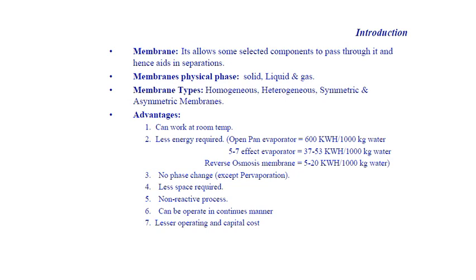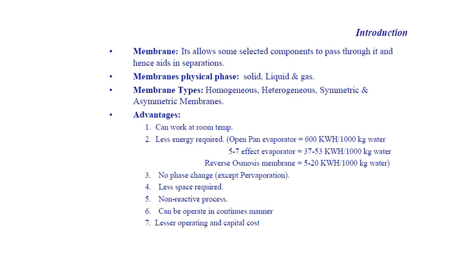So what is a membrane? A membrane is a thin film which allows some selected components to pass through it. So basically it is a separation media. If you have a feed or a mixture of different species, what does a membrane do? A membrane will allow some of the molecules to pass through it, and it prevents the transport of some of the molecules. So it is a type of separation media.